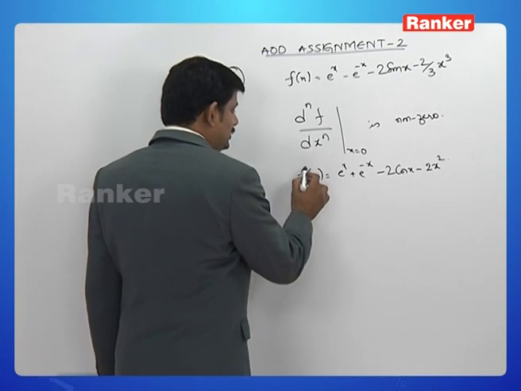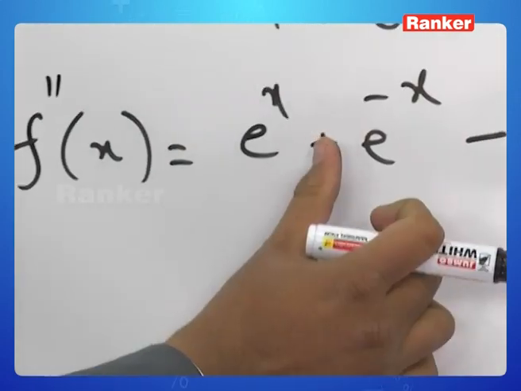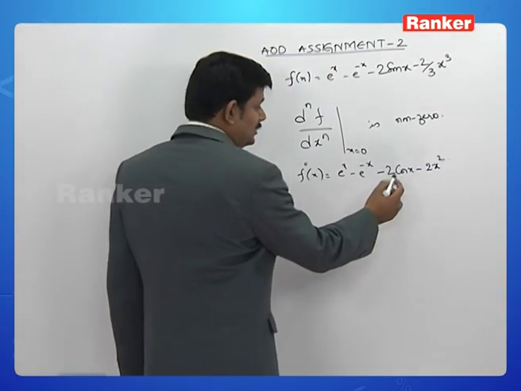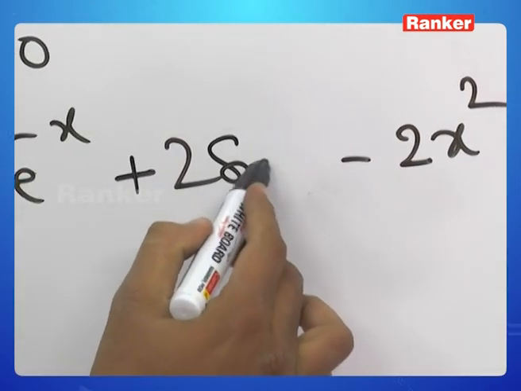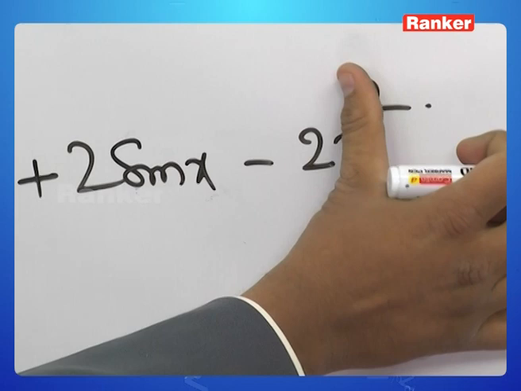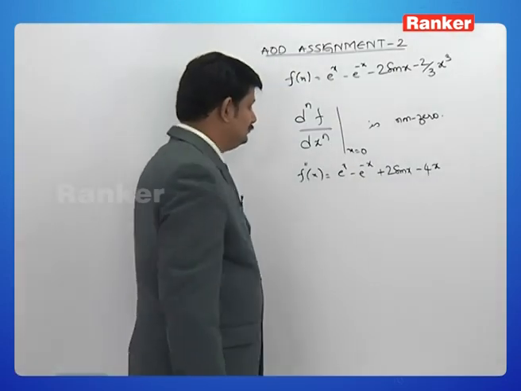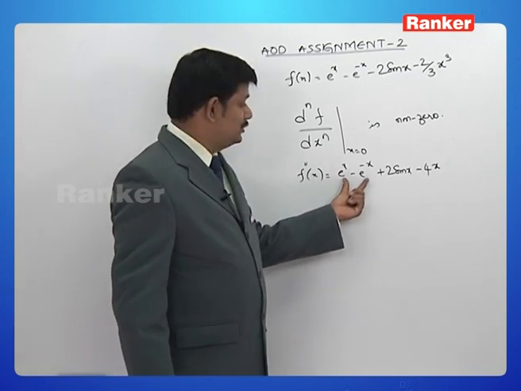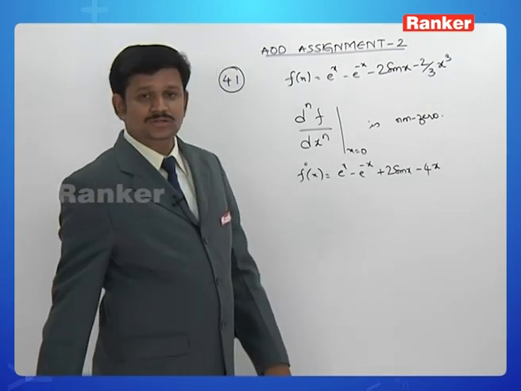Let us again differentiate it, f double dash of x: derivative of e power x is e power x, derivative of e power minus x is minus e power minus x, derivative of cos x is minus sin x, and derivative of x square is 2x. So, at x equal to 0, 1 minus 1 is 0, sin x is 0, 4x is 0. So, f double dash is also 0.